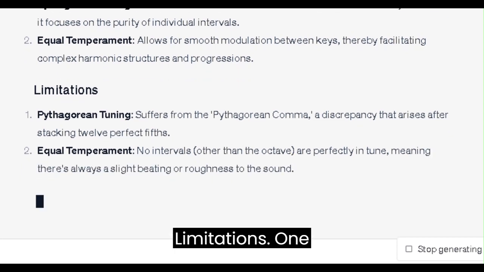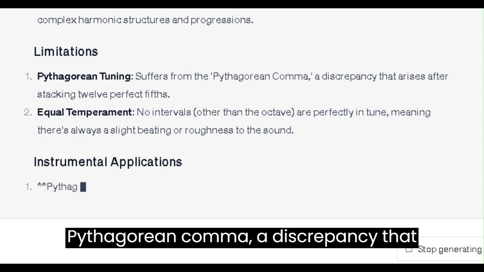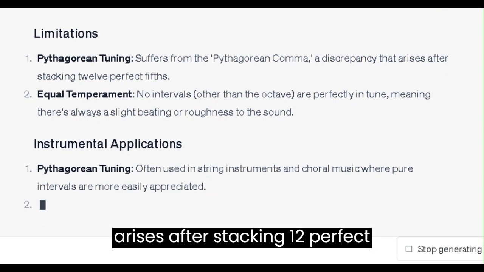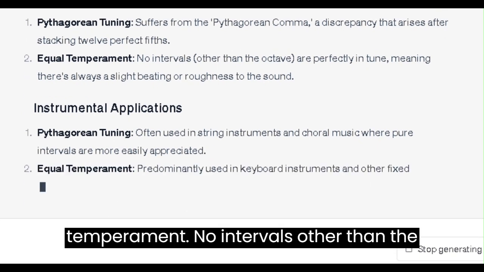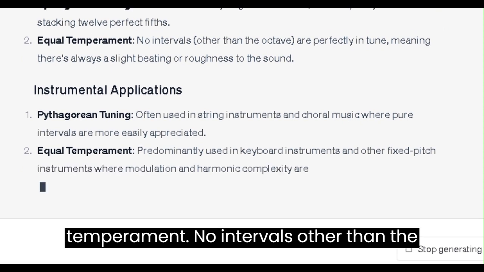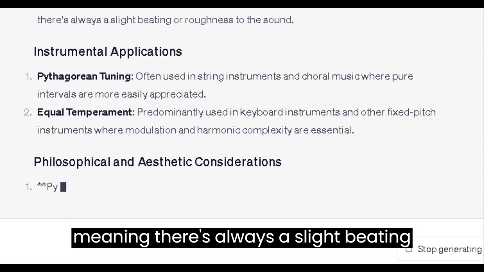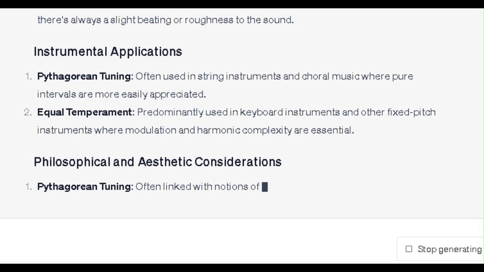Limitations. 1. Pythagorean tuning suffers from the Pythagorean comma, a discrepancy that arises after stacking 12 perfect fifths. 2. Equal temperament. No intervals, other than the octave, are perfectly in tune, meaning there's always a slight beating or roughness to the sound.